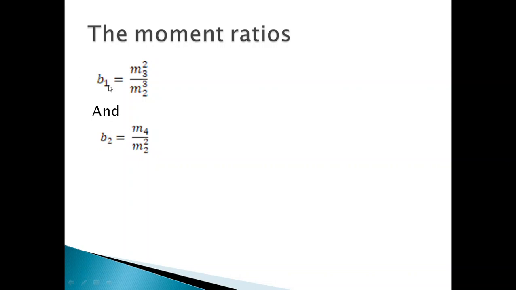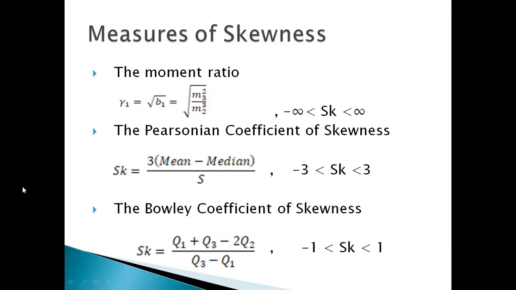So here gamma 1 is representing, again I will go to measures of skewness, and the moment ratio. In the moment ratio method, gamma 1 is equal to under root B1. So B1 value is third moment square divided by second moment cube. The range of this moment ratio is from minus infinity to plus infinity. We can have any value from minus infinity to plus infinity.